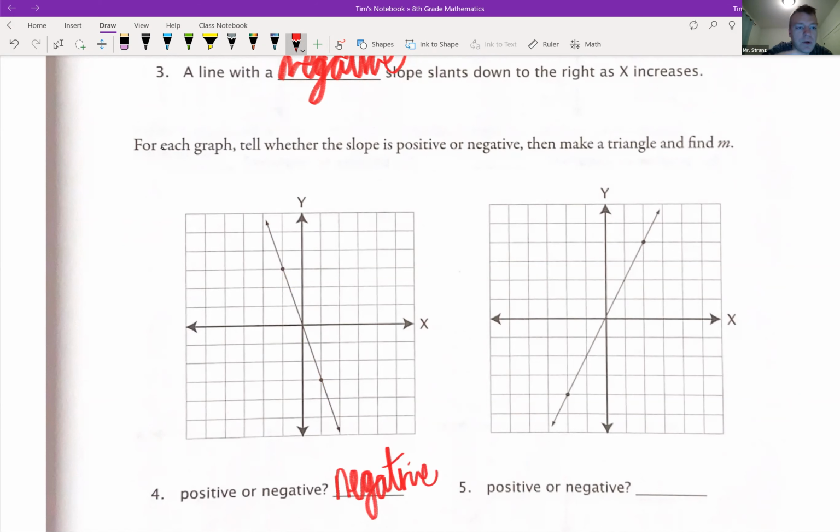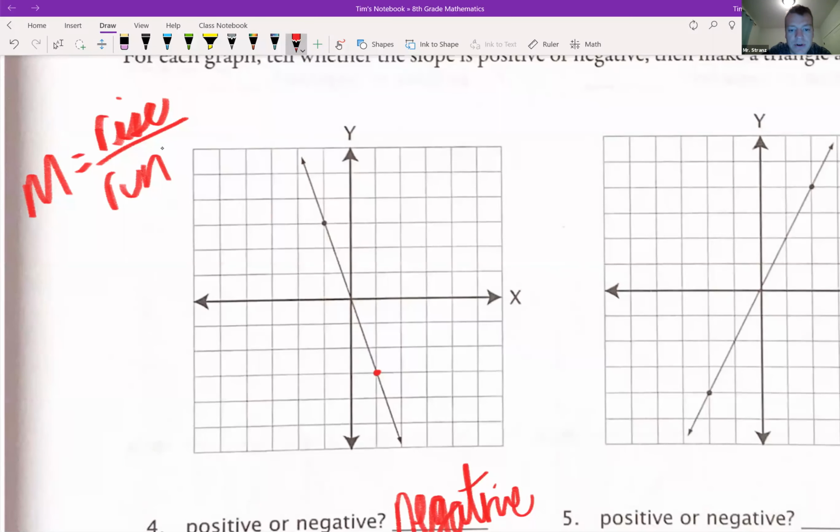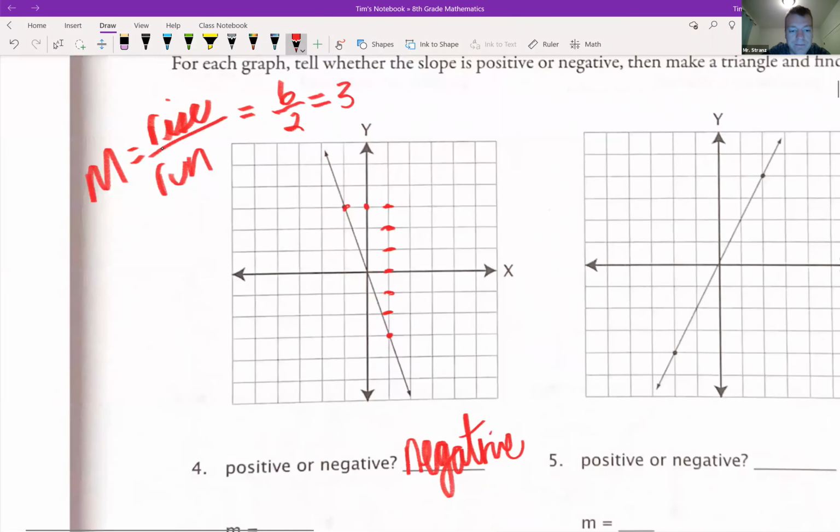And now we need to find m. M is the slope. Remember, for m, it's the rise over the run. So I'm going to start with this point right here. I'm going to rise first. So I'm going to go 1, 2, 3, 4, 5, 6. So 6 over my run, which is 1, 2. 6 divided by 2 is 3. So your slope is going to be 3.